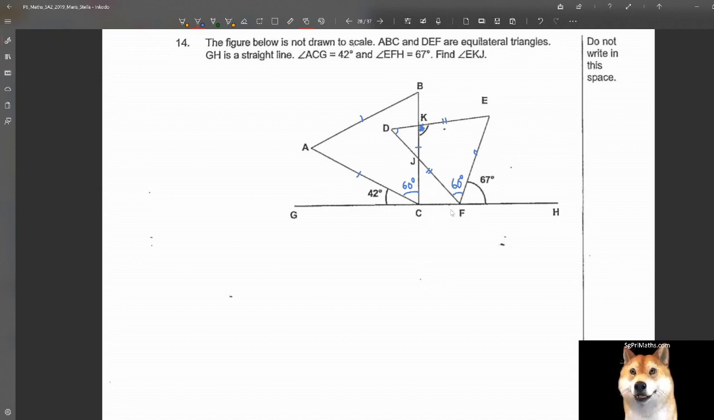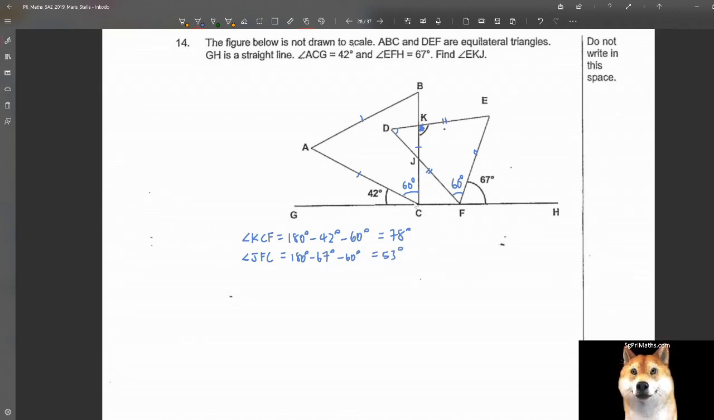So let's work it out. Let's find this angle first. Angle KCF equals 180 degrees minus 42 degrees minus 60 degrees. This will give me 78 degrees. So it's here. Then we can find this angle here. Angle JFC equals 180 degrees minus 67 degrees minus 60 degrees, which gives me 53 degrees.